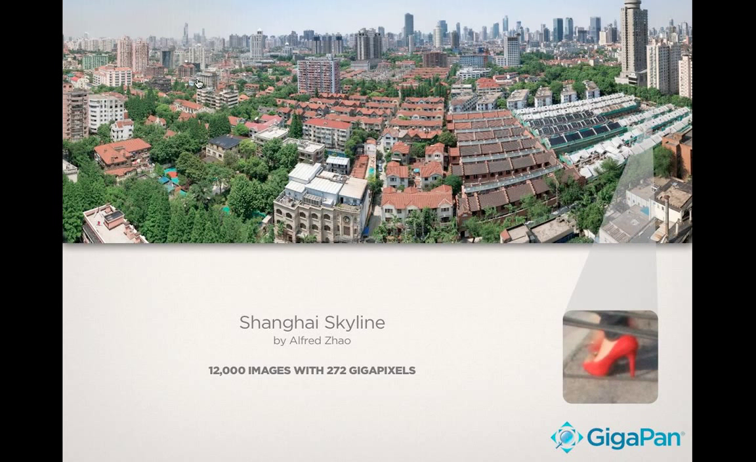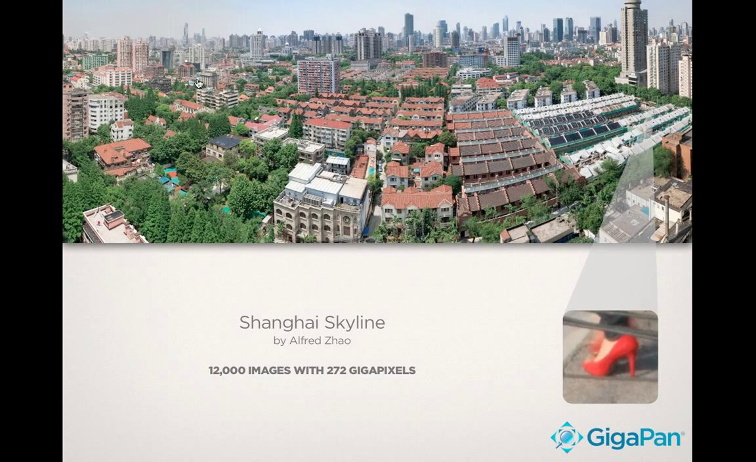This is an example of the image that used to be the largest image in the world. It is 272 gigapixels. It's the Shanghai skyline shot by Alfred Zhao. This was shot with a Canon 7D, a 400 millimeter lens, and a 2-time teleconverter. He started at sunup or daylight and finished just before sundown. And this is 12,000 images. Again, this was the largest image until about 3 or 4 months ago when another record was set with 320 gigapixels.